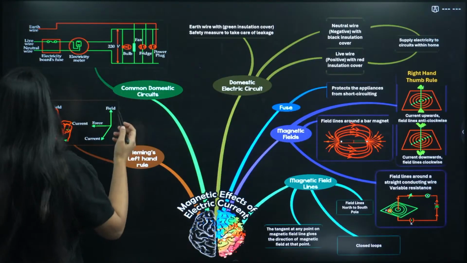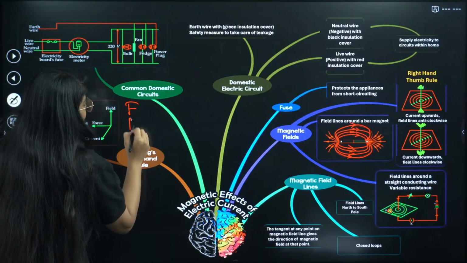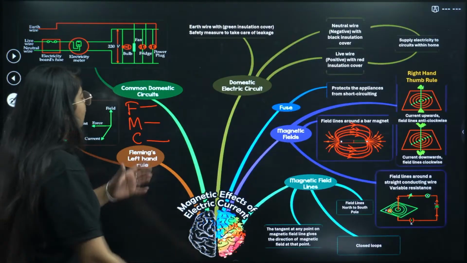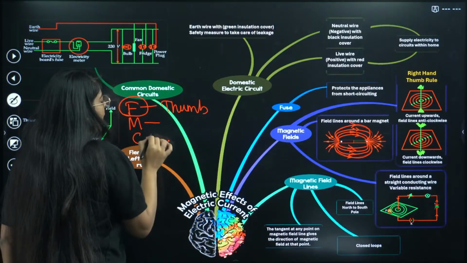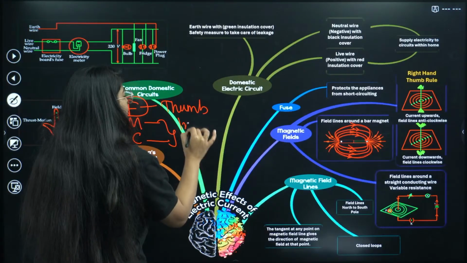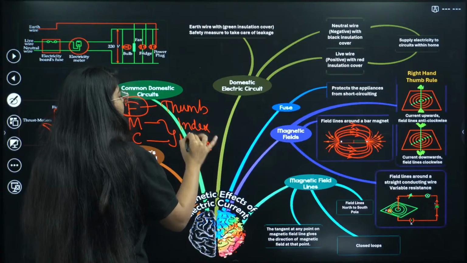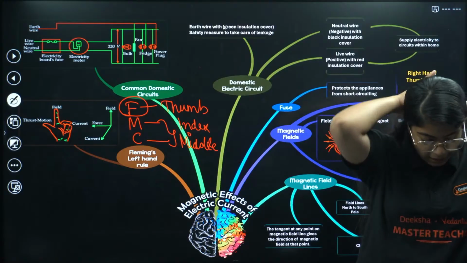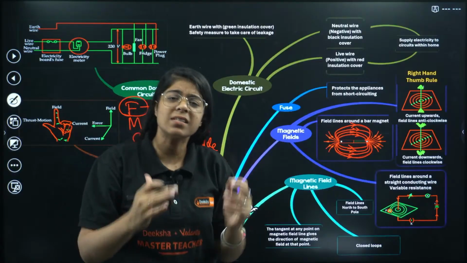Simply, I think you have seen this before. You can simply remember FMC, that is father, mother, child. So father will be the thumb of my hand, that is force, and mother and child will be the two fingers, that is the index finger and what? My middle finger. So M is for magnetic field and C is for current. Correct? This is basic. This basic is the basis of this chapter.